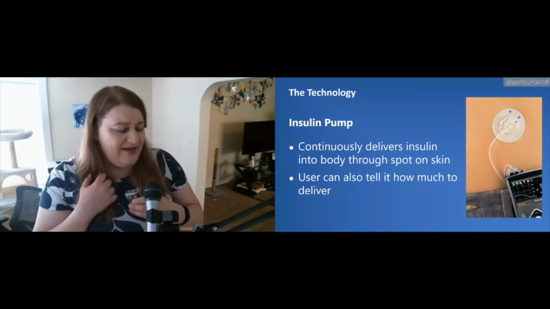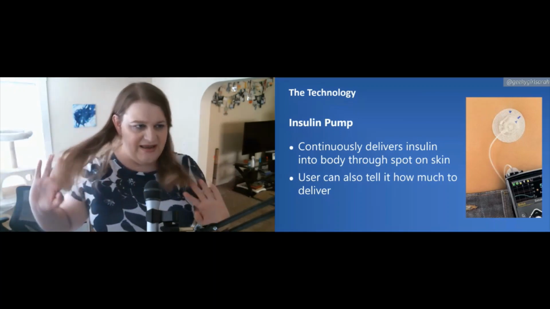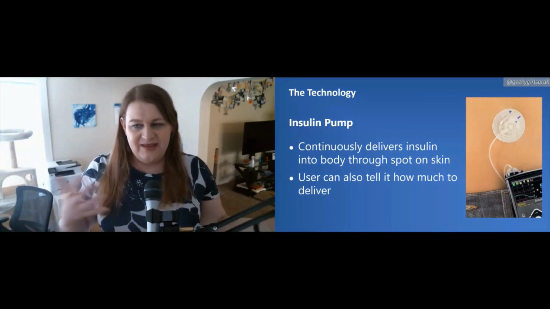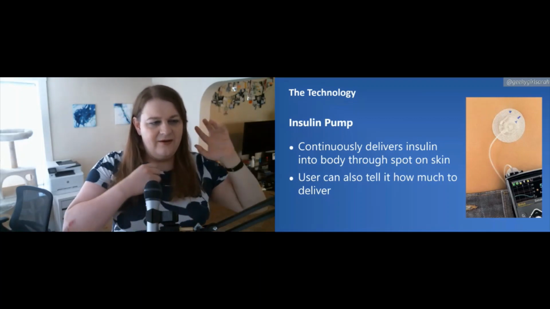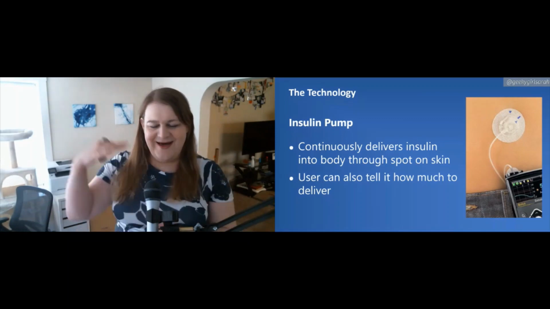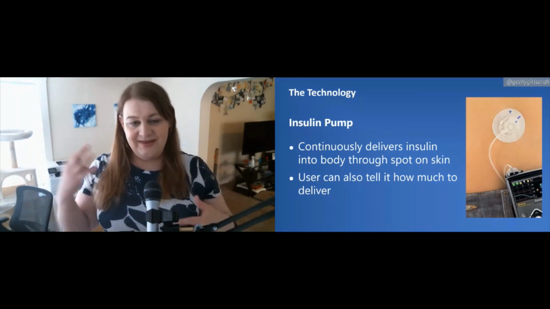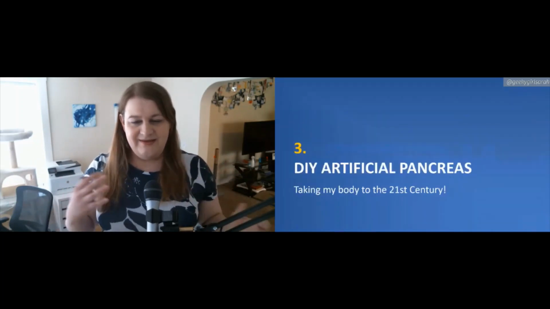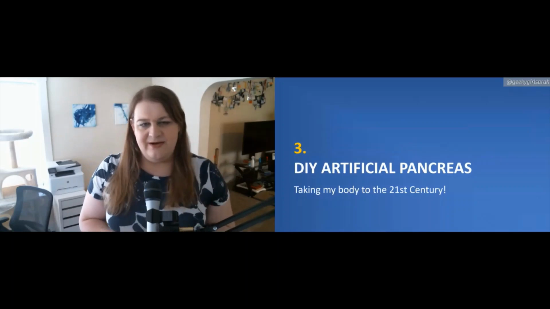There's a problem though. These two things are really great, but they don't talk to each other. They're very independent units that don't interact in any way really. So this is finally where we come to the artificial pancreas. That takes our body to the modern world, where finally we can make these things talk to each other. There's a few different types of artificial pancreas systems.